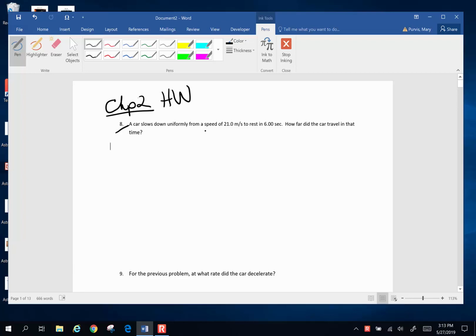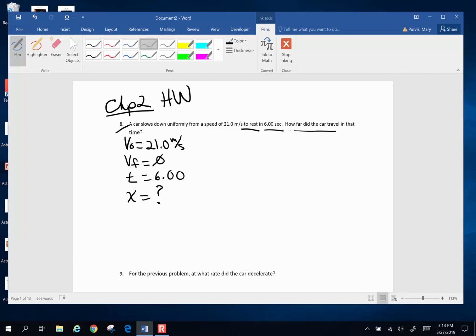So first thing we do is write down everything we know from the problem. So it slows down from a speed of 21 meters per second. That is the original velocity of the vehicle. When you write this down, make sure you include units. To rest, make sure your brain picks up on things like to rest. That is the final velocity. In 6 seconds, that's the amount of time that this motion took. How far did the car travel? Now, how far is an indication that they want to know displacement, and displacement is x.